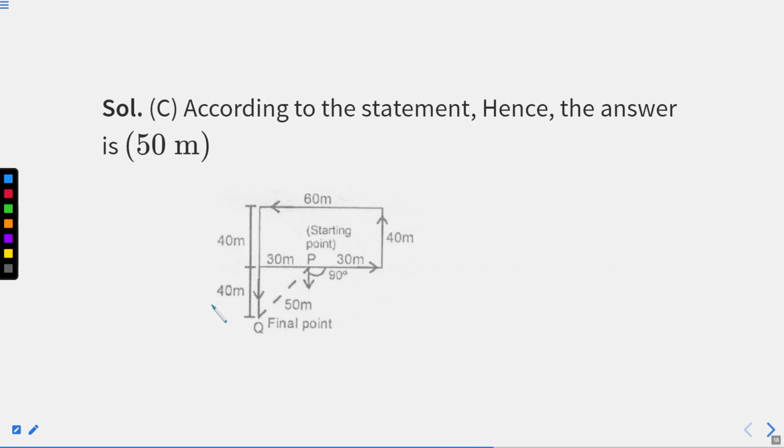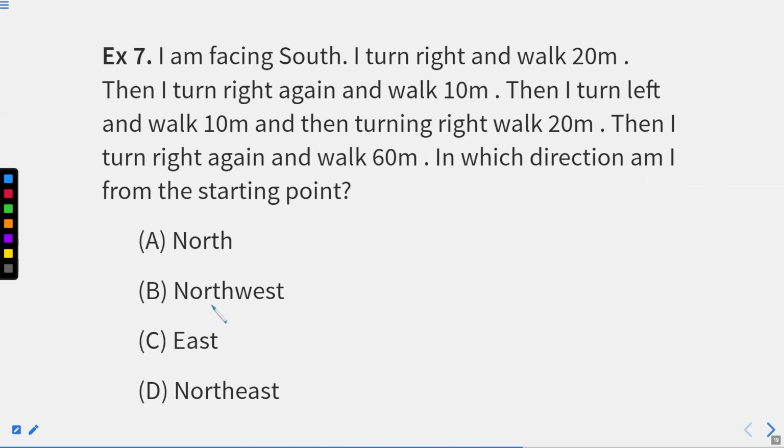Now I'll move to the next question where we are dealing with a different kind of question. Before we read, I would like you to understand the process again. First is to read the question properly, and if any direction or instruction is given, read them properly, right? And then start making the diagram accordingly by understanding the correct turns as well as the directions.